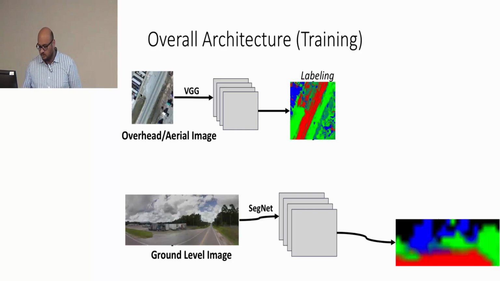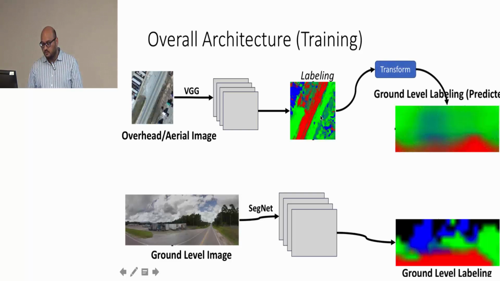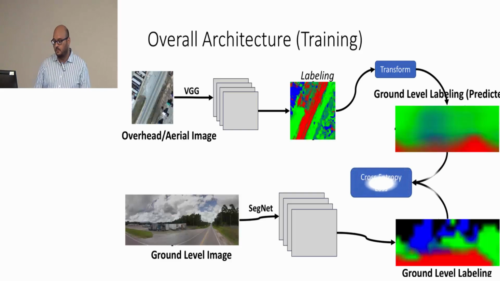The take-home point is that these two images work as a pair, and these two images are aligned. How they do the alignment, we'll look into that later on. So we apply a transformation to this aerial segmentation like this, and after that we get the ground level predicted segmentation, and this is where we can apply cross entropy loss. So this is the overall training architecture of the system.